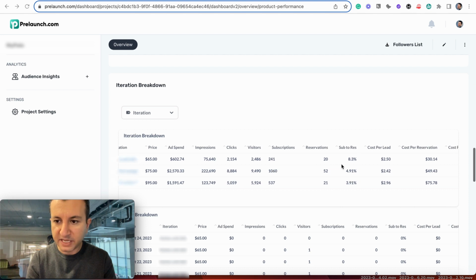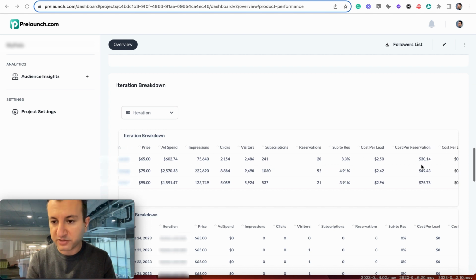In here, one of the metrics that we will take into account is this cost per reservation. This is basically how much each of your customer potentially cost to you. So you see, if you're increasing the price from $65 to $75, you're increasing it by 15%, the overall cost per reservation increases by 60%. Okay, so it goes from $30 to about $50.